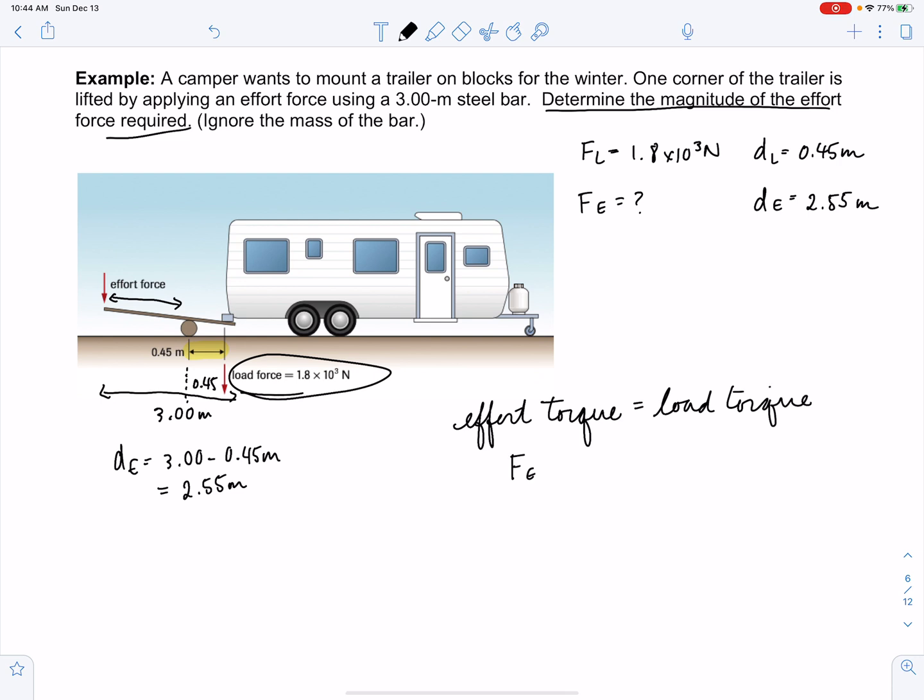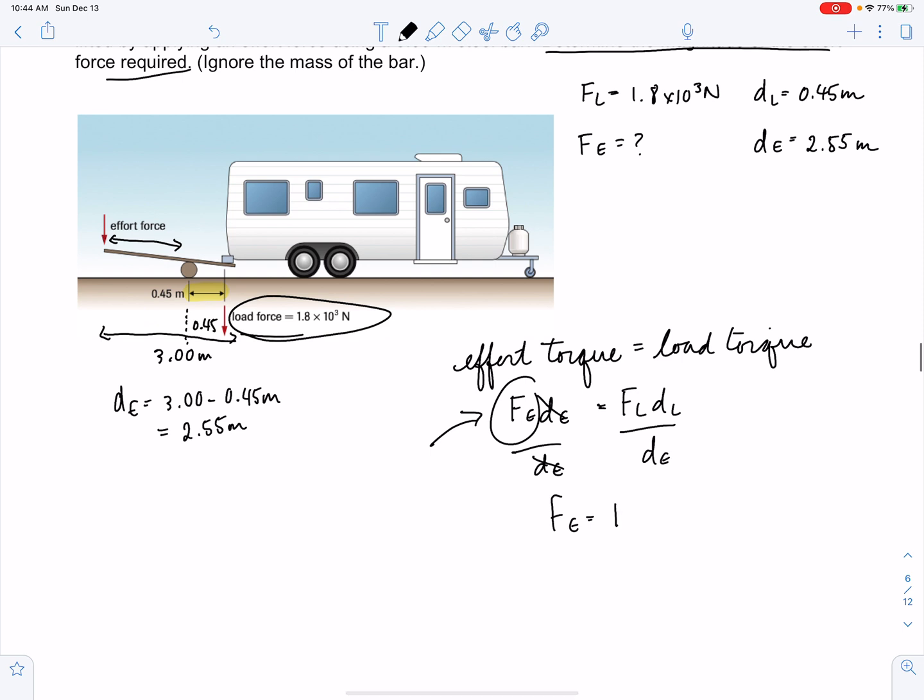So F_E D_E equals F_L D_L. And what we want to solve for is this guy right here. So we're going to divide both sides by D_E. These will cancel each other out. We are left with the effort force is equal to the load force times the load arm divided by the effort arm.